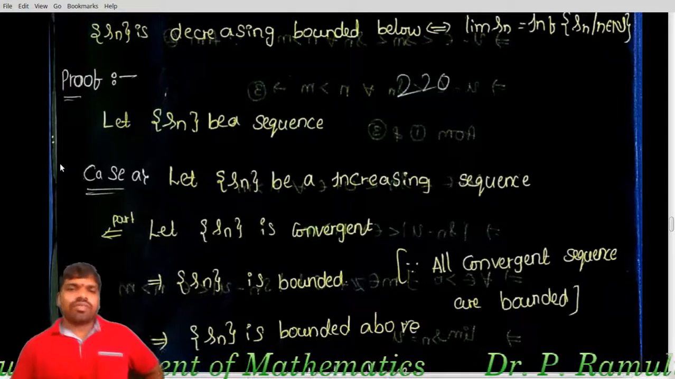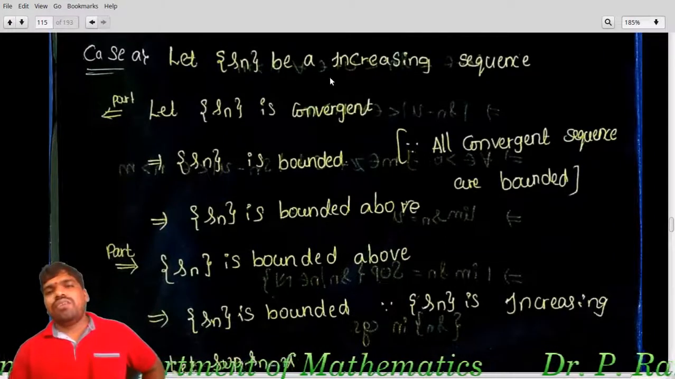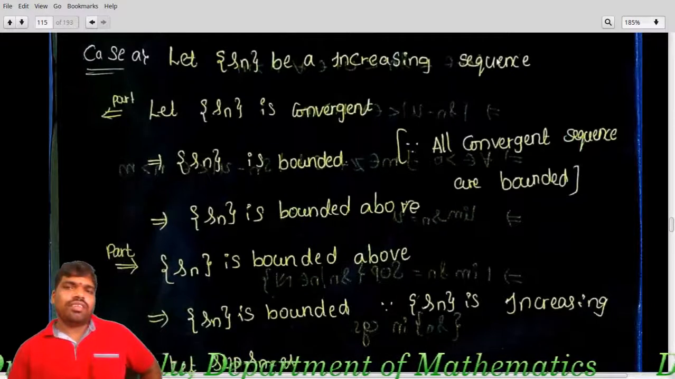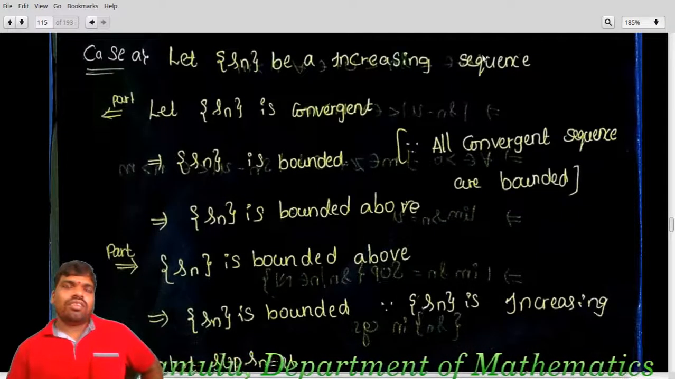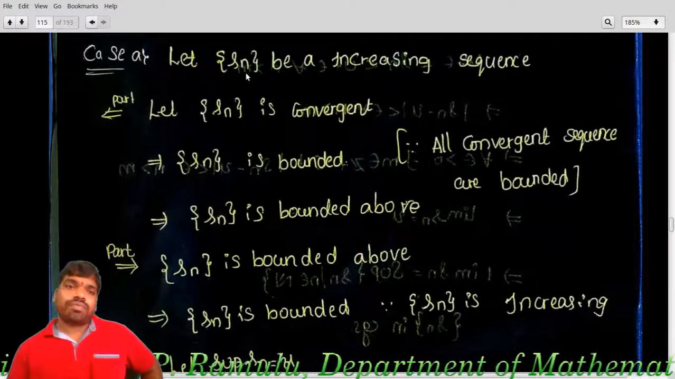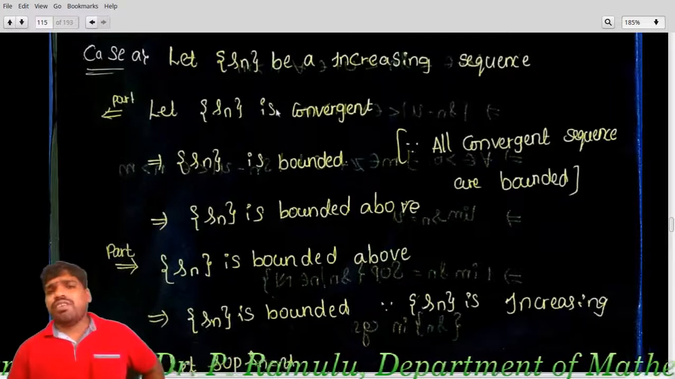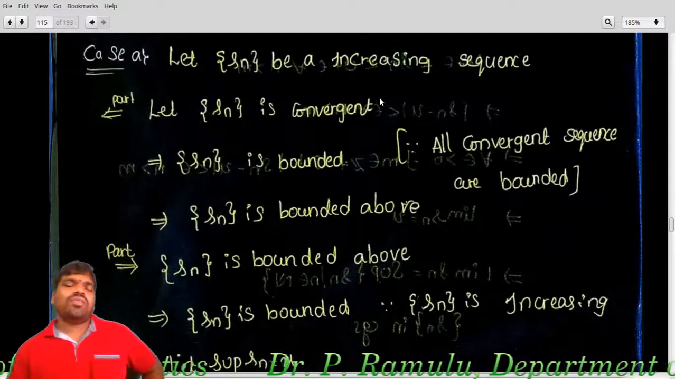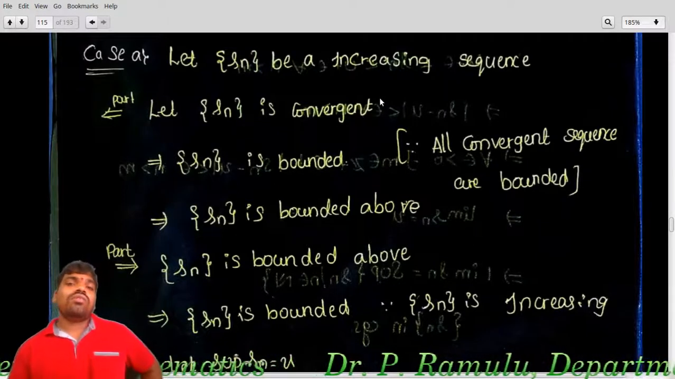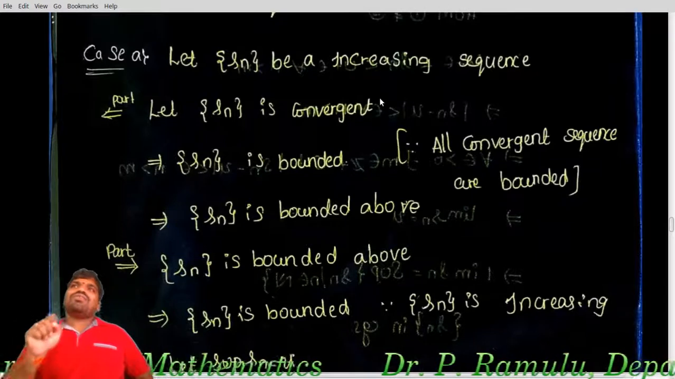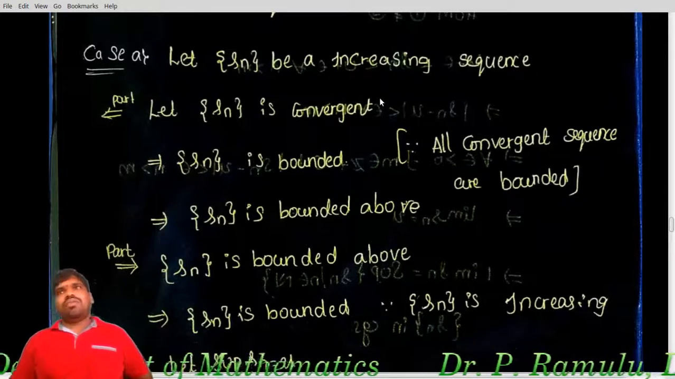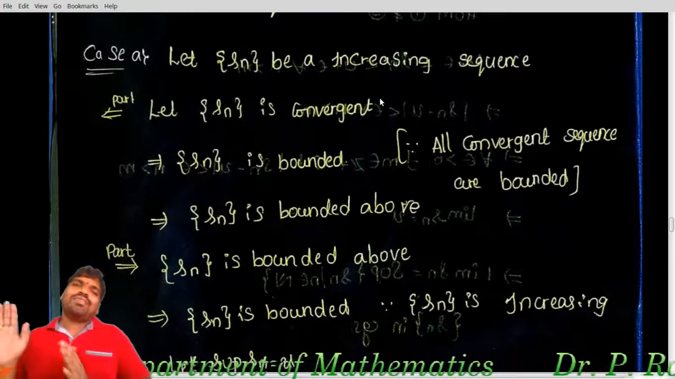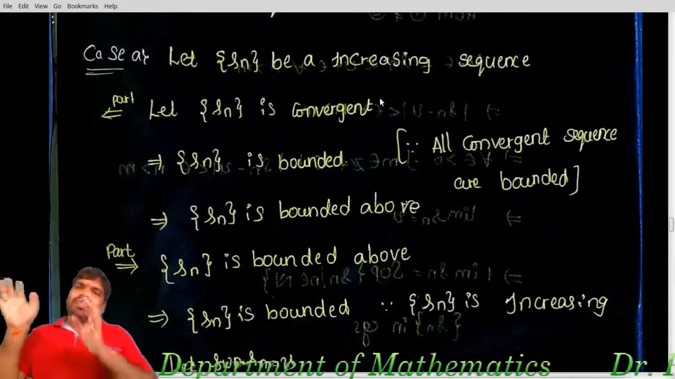A. Let Sn be an increasing sequence. So I am taking that. This part I am taking: let Sn converge. Right. So that means we know that lim Sn equals the supremum of Sn. That means lim Sn exists and equals the supremum. That thing I know. I am taking that part: lim Sn equals the supremum of Sn.